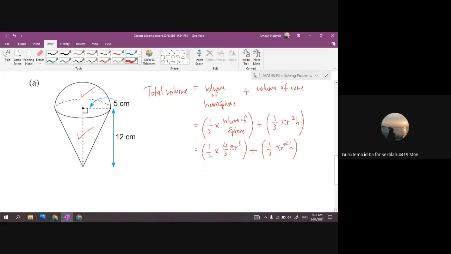So saya suggest untuk tunjuk satu-satu macam ni lah supaya clear dalam kira kamu tu. Okay, and then boleh plug in the values. Okay. So okay, pi dia 22/7 times radius is already given 5. So 5 cubic plus 1/3 times 22/7 times radius, okay, dah tahu 5, times height of the cone already given also 12.